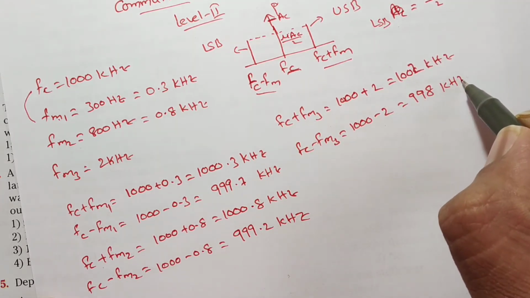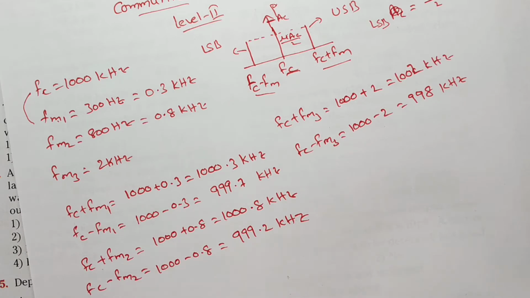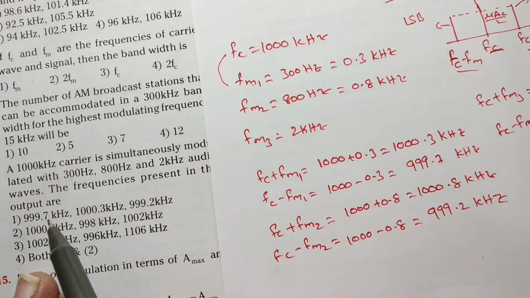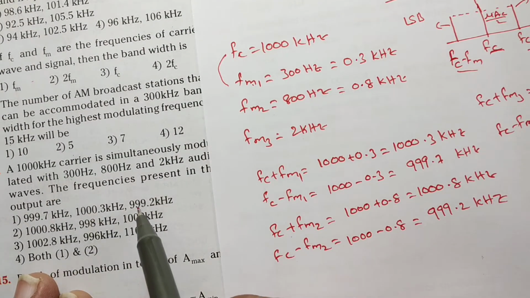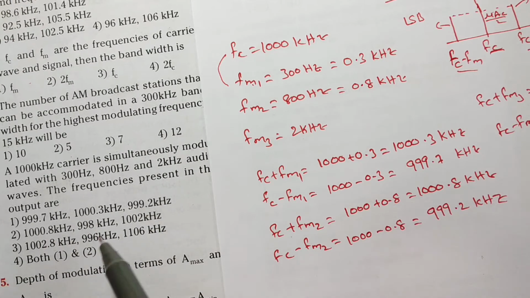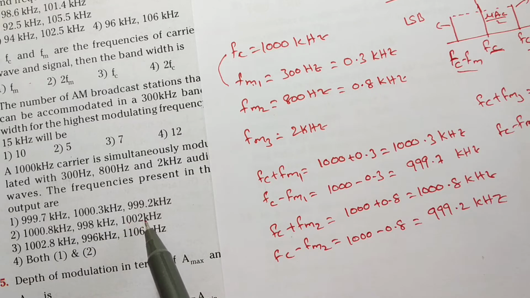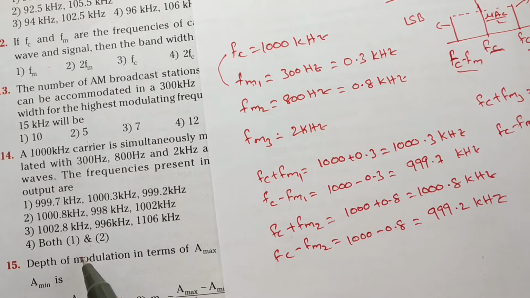Now look at which of these are present in the options. 997 is present, 1000.3, 999.2, and also 1000.8, 998 and 1002 kilohertz are present. So both options 1 and 2 are correct.